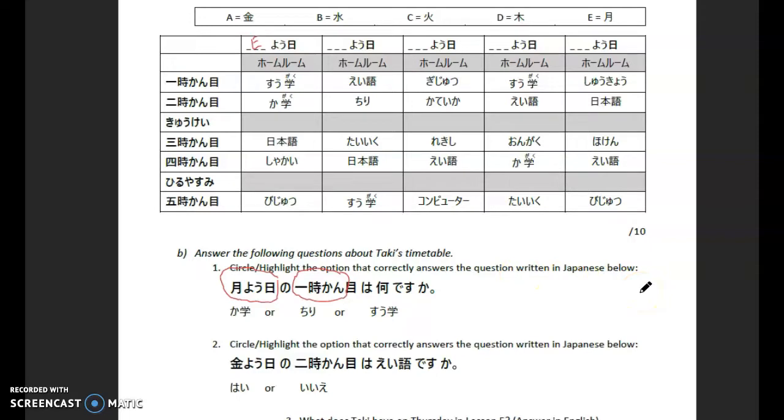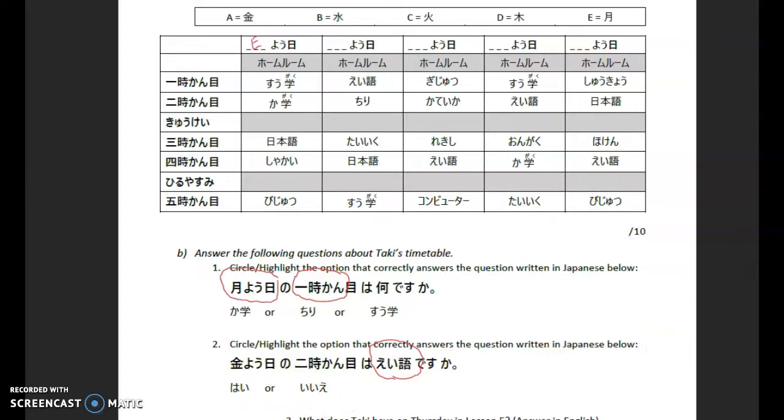The second question is similar, but it's a true or false. Hai means yes, iie means no. We've got the question here, so this day, this lesson, is the subject this? We're looking for that in the timetable to see if it matches. Yes, hai, if it is on that day in that lesson. Iie, no, if it's not.